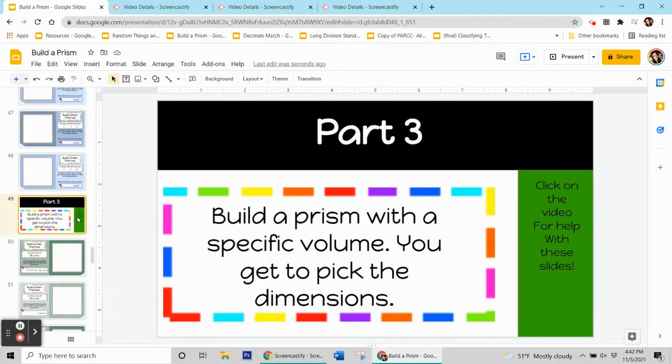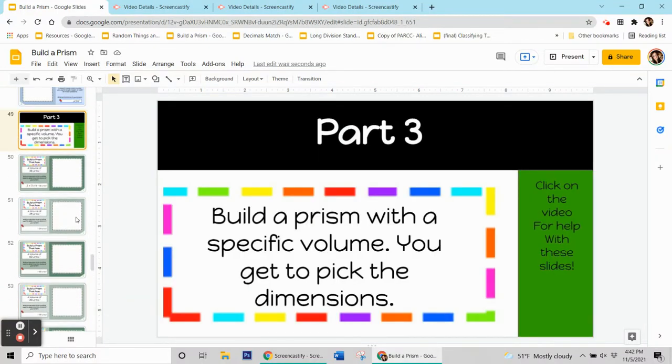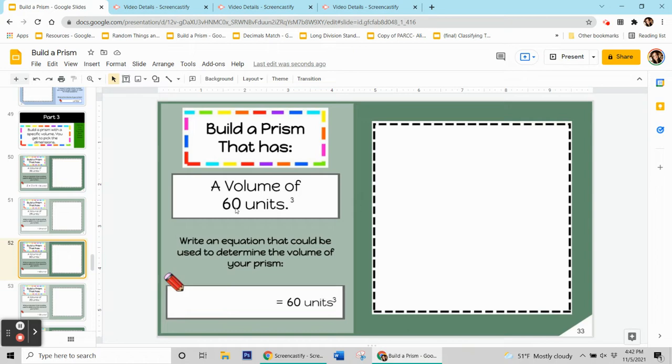I'm going to show you how to do part 3. These are the green slides. For the green slides, they give you the volume, so the total amount of cubes. And then you have to figure out how you could get to that volume by building a prism.